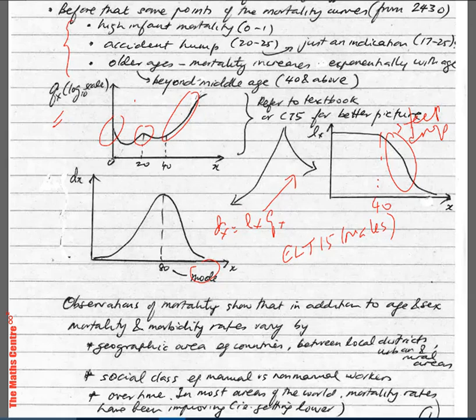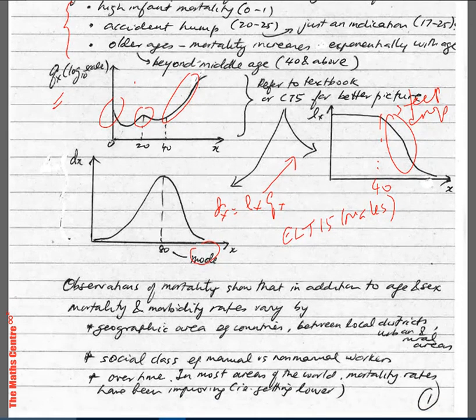Now, observations of mortality show that in addition to age and sex, morbidity and mortality rates vary by, one, geographic area. Example, countries. It can also vary between urban and rural areas, or between local districts. Okay, so quickly, mortality and morbidity rates vary by geographic area.